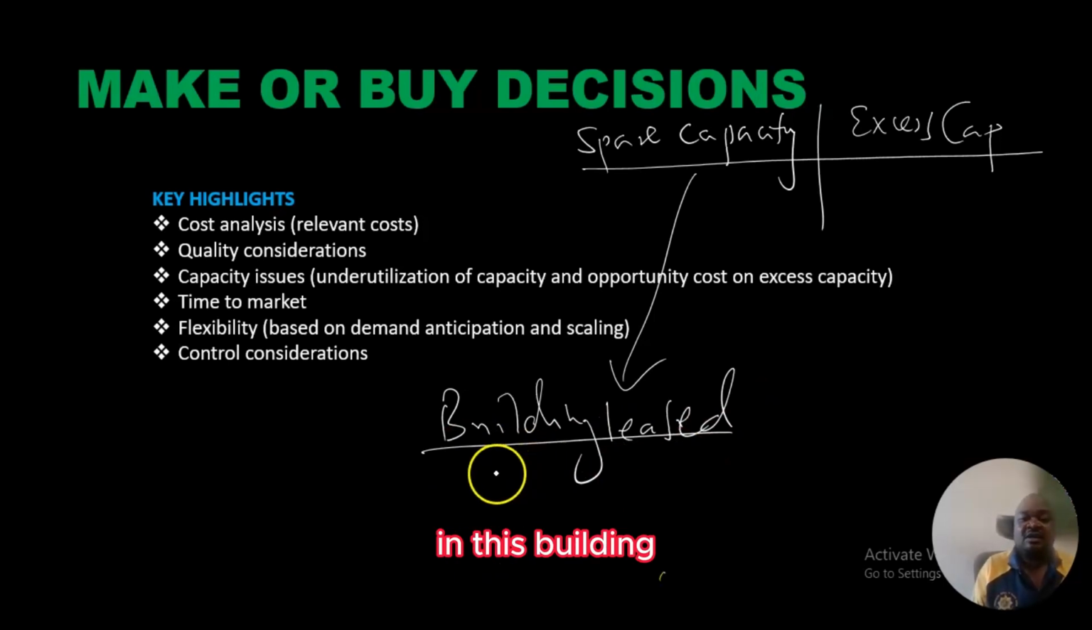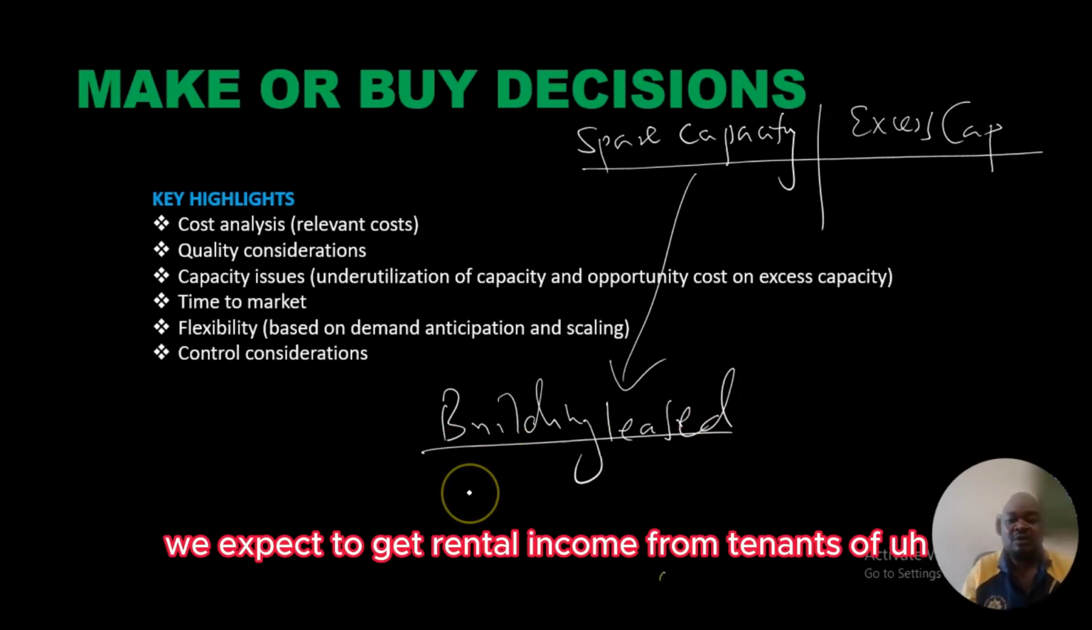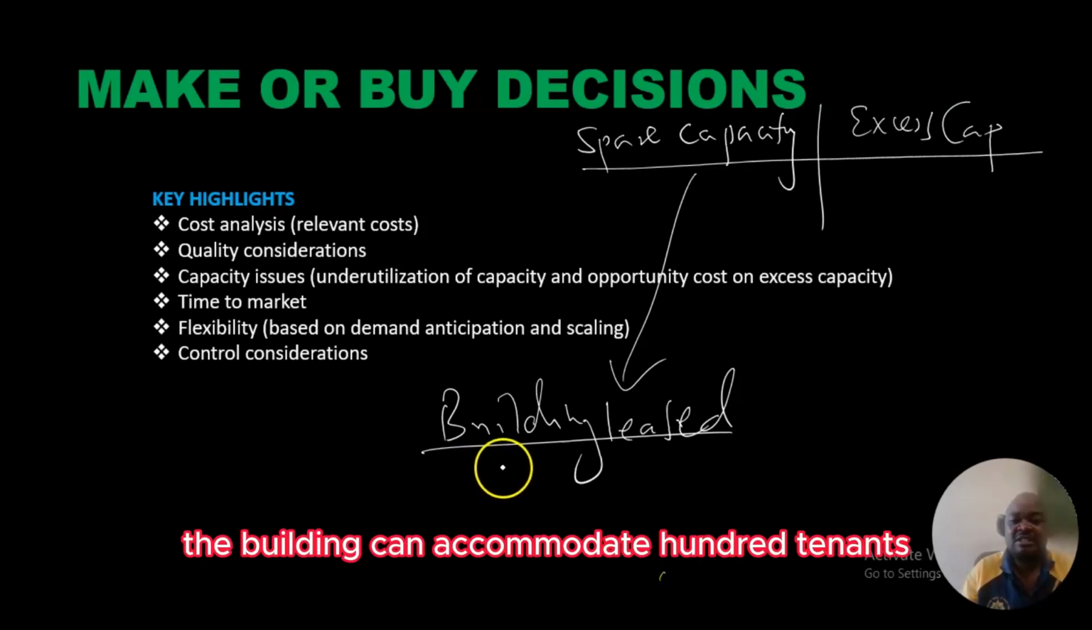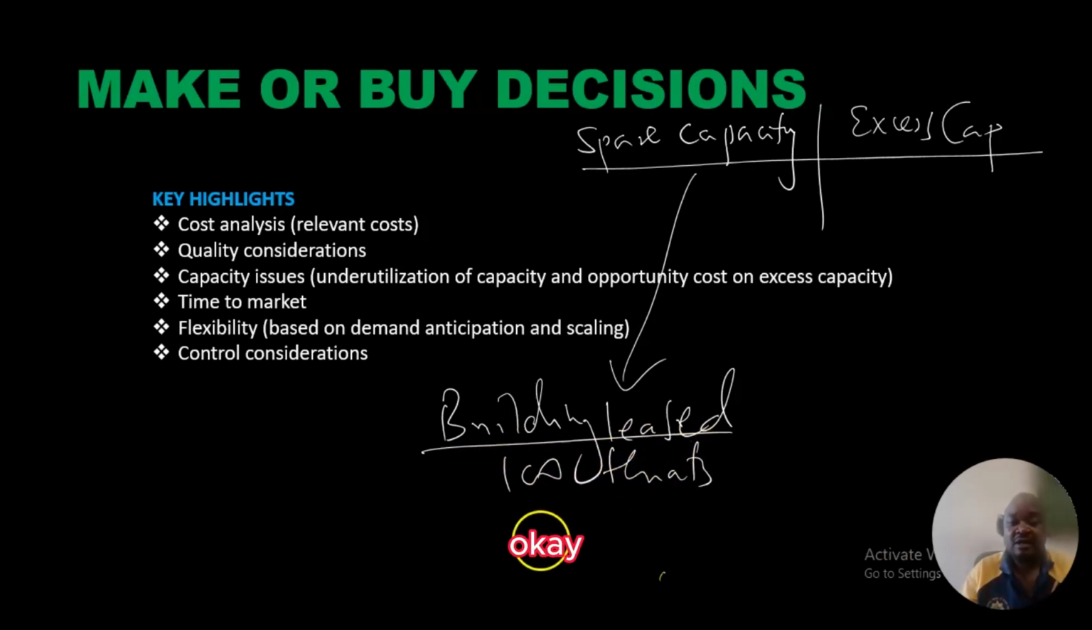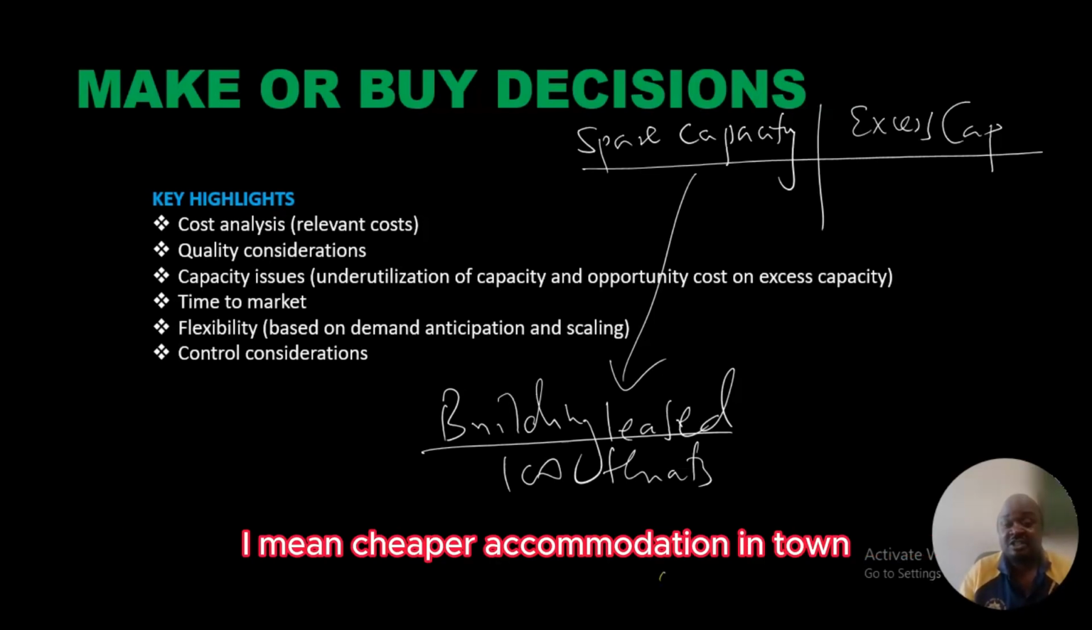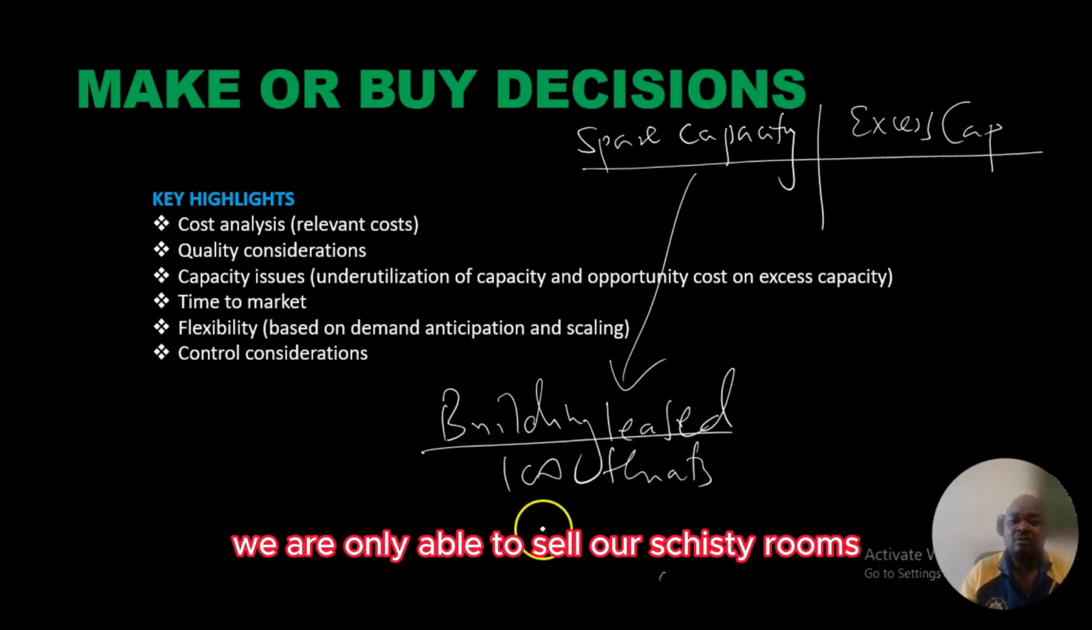In this building, we expect to get rental income from tenants. The building can accommodate 100 tenants. But because of the influx of cheaper accommodation in town, we are only able to sell 60 rooms.